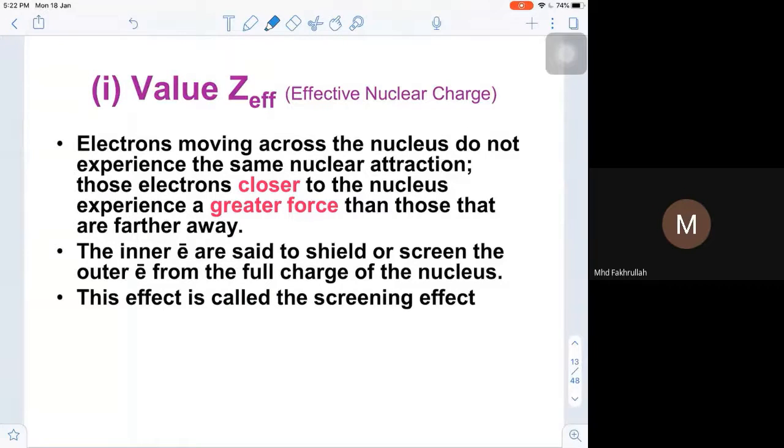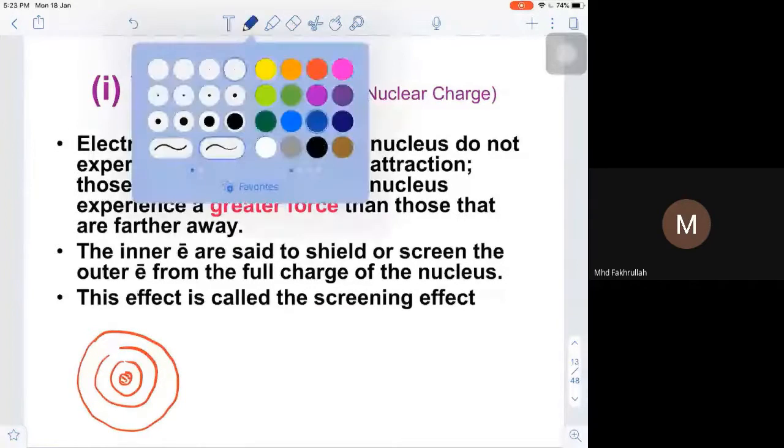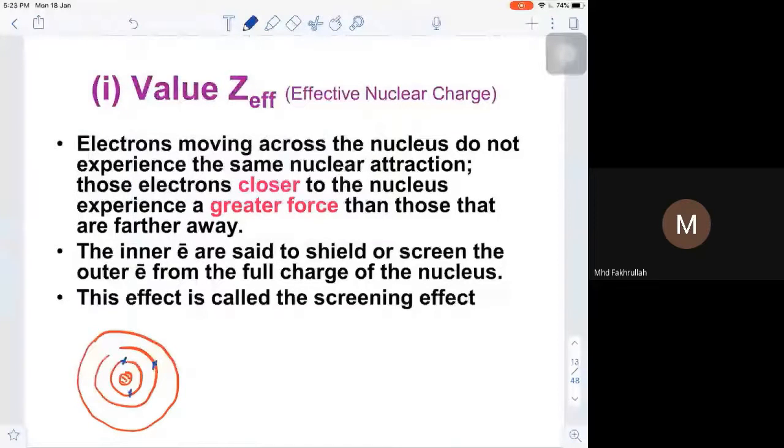Electrons moving across the period do not experience the same nuclear attraction. If we have sodium, we have the nucleus of the sodium here. This is the first shell, second, and the third one. We know that sodium has 11 electrons: 1, 2, 3, 4, 5, 6, 7, 8, 9, 10, 11. We also know that at the nucleus we have 11 protons. So the nuclear charge, the charge at the nucleus, is plus 11.